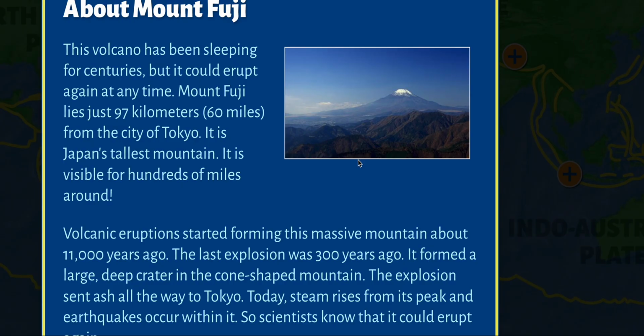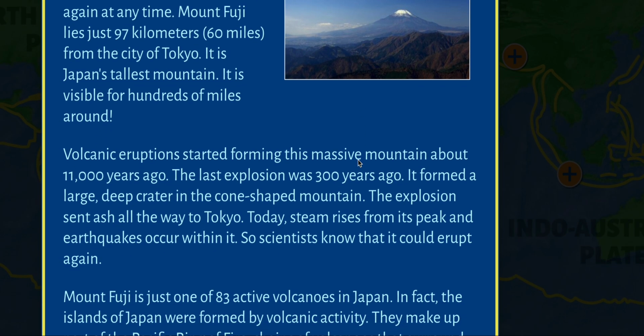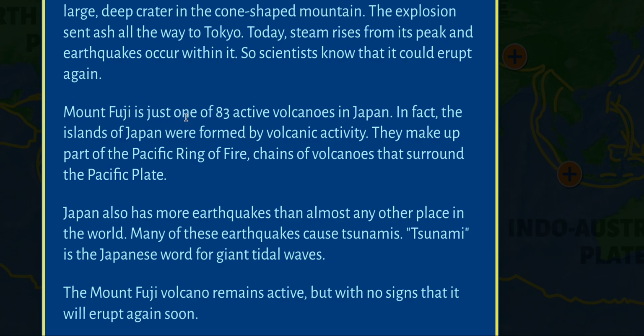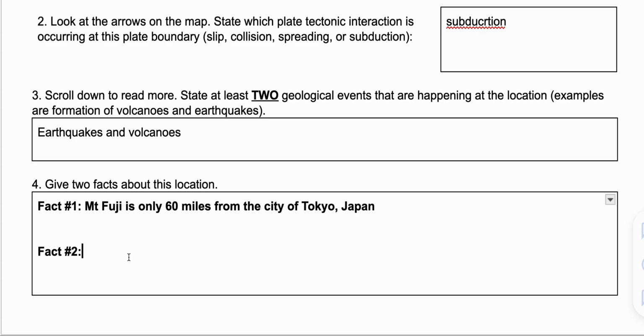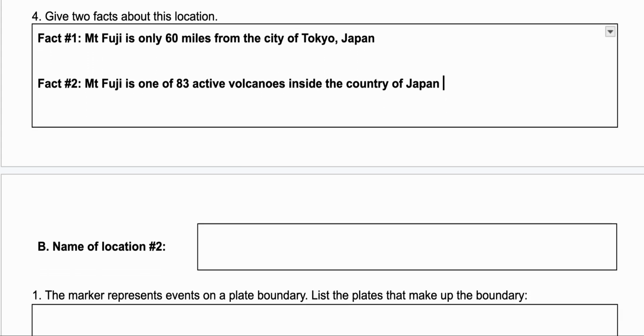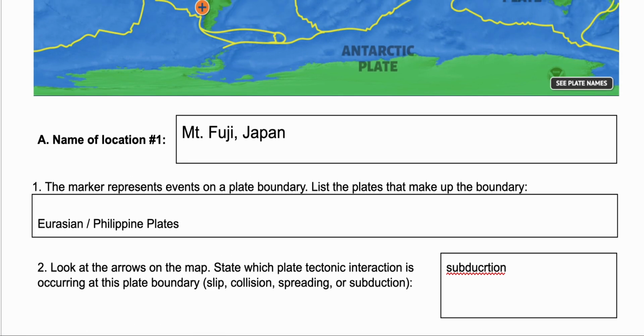Okay, and then a second interesting fact. It says Mount Fuji is just one of 83 active volcanoes in Japan, so I think that's pretty interesting. Okay, and that's location A.